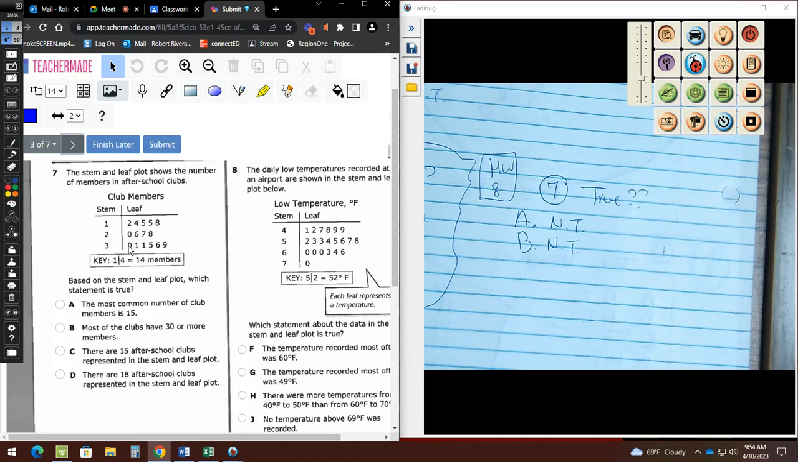Be careful with those because it sounds good, right? You're like, oh yeah, most of them are over here at the bottom. No, most of them are on the top. Look at all the bunch that's on the top. There's a lot of data on top. Okay? So that's why that one is not true.